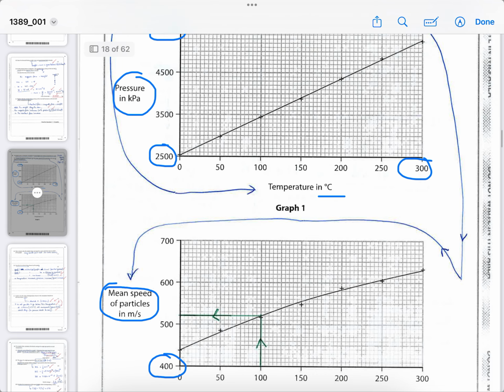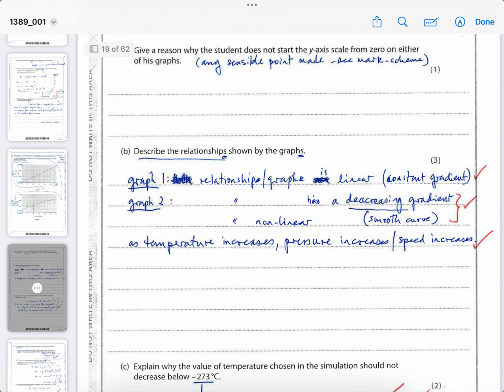So that is a valid point. Okay? So you have to decide what to do. And these are not the kind of questions that you can really prepare for. But the more questions you do, the better you'll get at thinking on your feet.